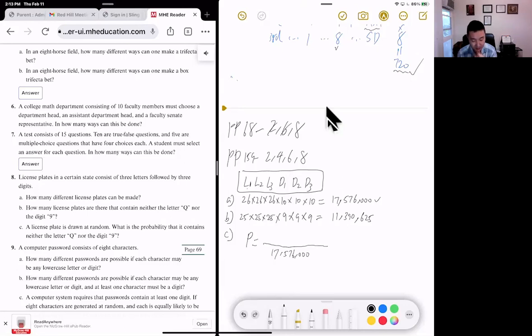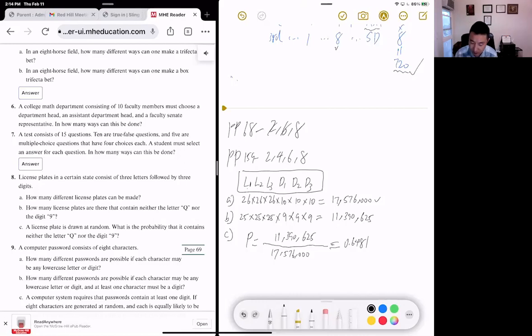Now, how many ways can we make a license plate that contains no Q or 9? That is part B. Part B is asking how many ways we can make a license plate with neither Q nor 9. So that is 11,390,625. The probability a license plate drawn at random has no Q nor 9 will be the ratio of these two numbers.